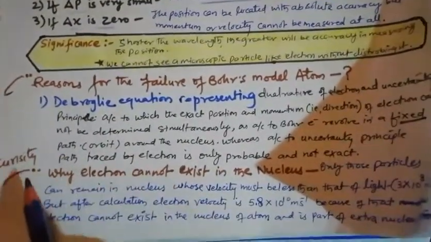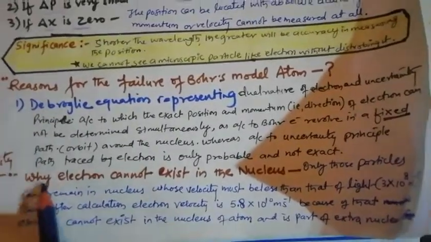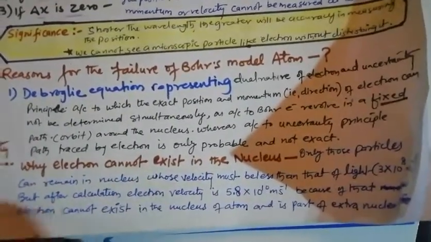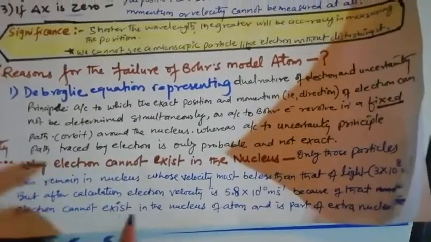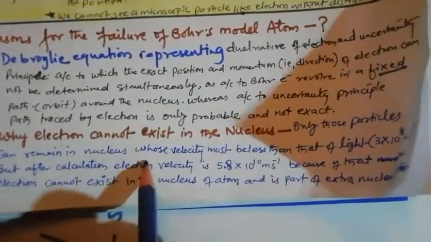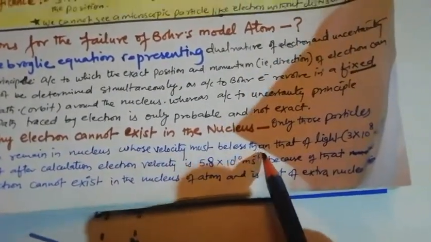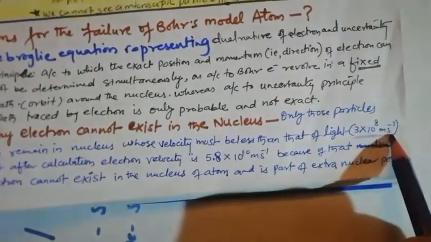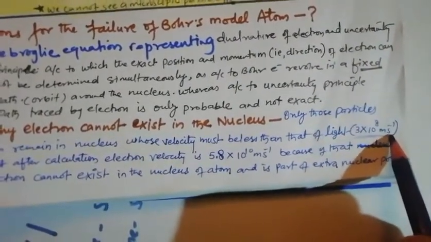Second, some curiosity is there in the students' minds also sometimes. Why can the electron not exist in the nucleus? Although proton and neutron are there in the nucleus, why does the third subatomic particle not exist in the nucleus? So there is a very simple reason. Only those particles can remain in the nucleus whose velocity is less than the velocity of light, that is 3 into 10 raised to power 8 meter per second.